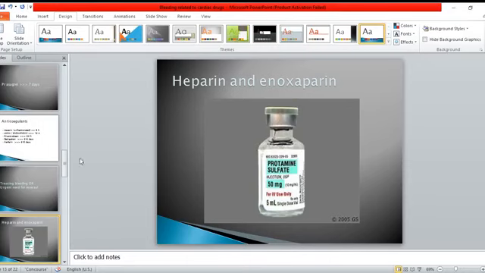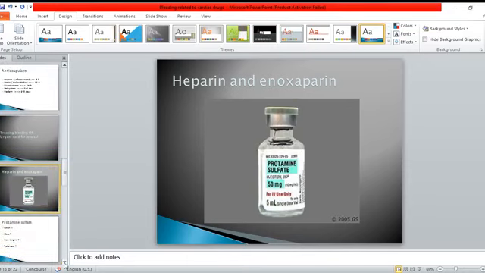So, just we start with the heparin and enoxaparin. As I said, we need to stop unfractionated heparin at least 3 to 6 hours before elective surgery, or 12 hours for enoxaparin. If the patient is taking heparin and enoxaparin and presented with significant bleeding, how do we deal with these situations?